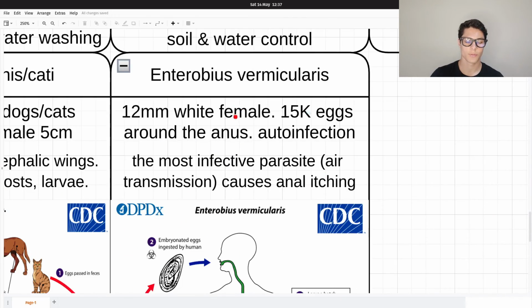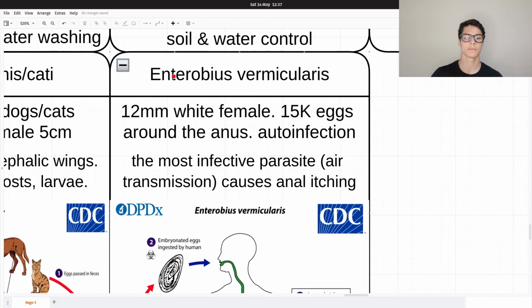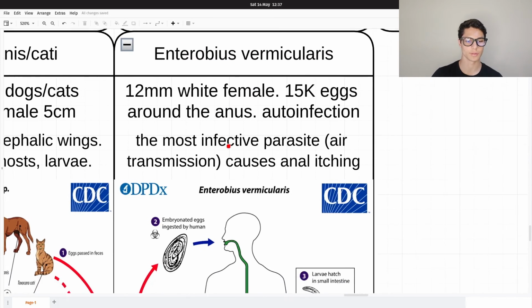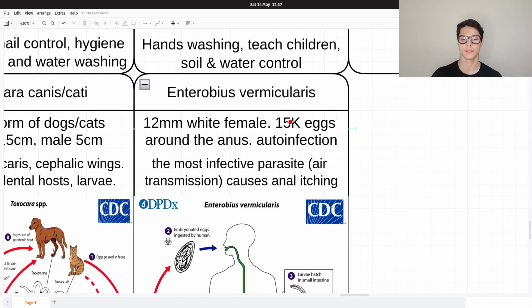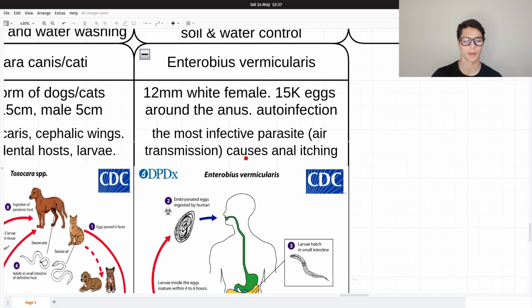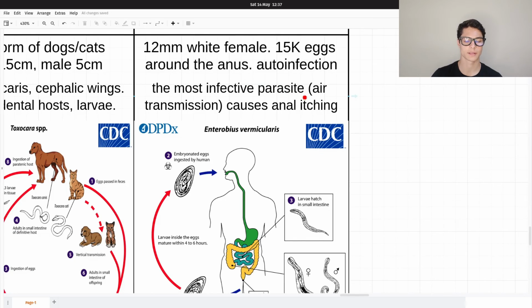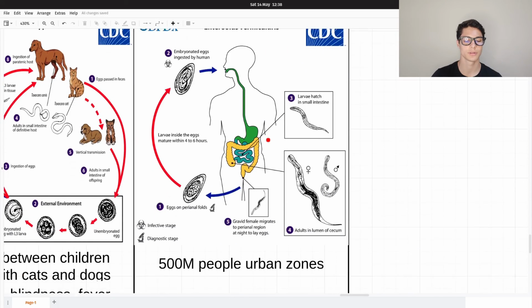And then, as the last one for the water-related parasites, we have Enterobius vermicularis. The female is 12 millimeters long, and they produce 15,000 eggs around the anus. Then they can have autoinfection because of something I will explain now. And this is the most infective parasite of them all because it's transmitted through the air as well. It causes anal itching. Have you ever heard of the anal itching problem, especially in children?